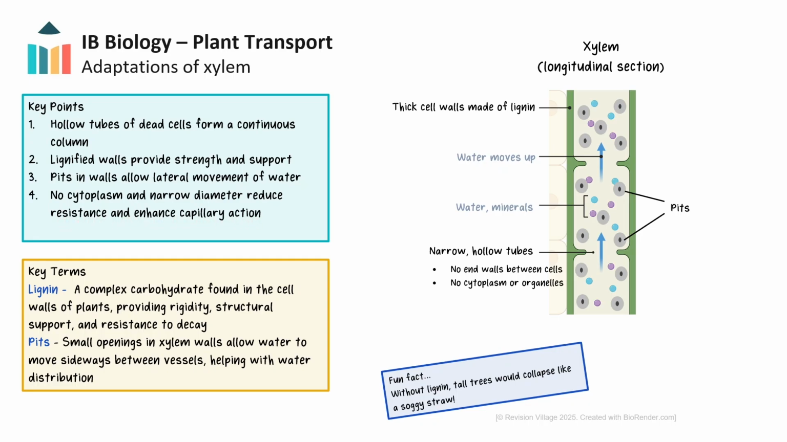Their narrow diameter also plays a role as it enhances capillary action, helping water to rise upwards even in the absence of root pressure. These adaptations, working together with physical forces like cohesion, adhesion, and transpiration pull, make xylem vessels extremely effective in transporting water and dissolved minerals to all parts of the plant.